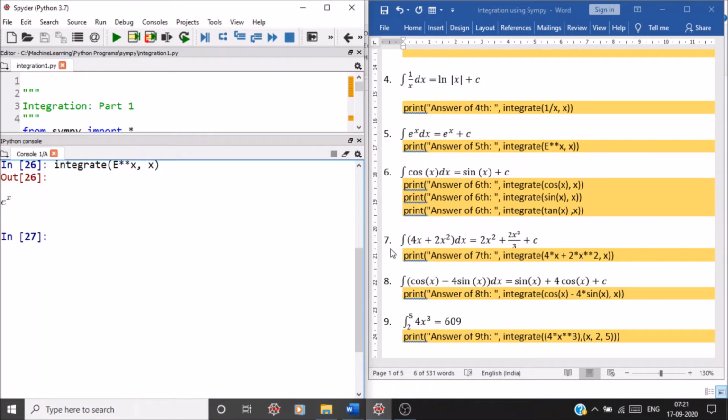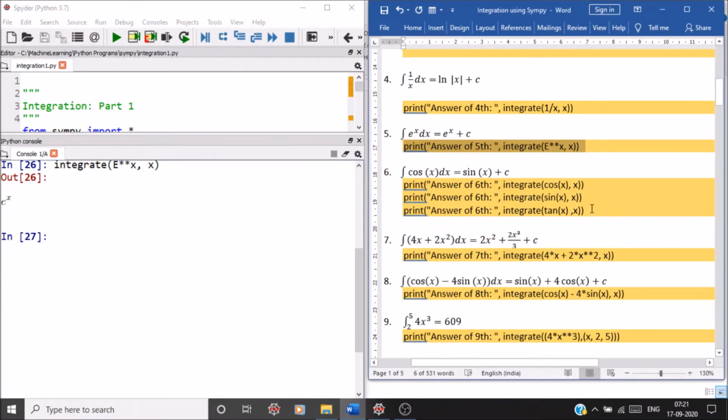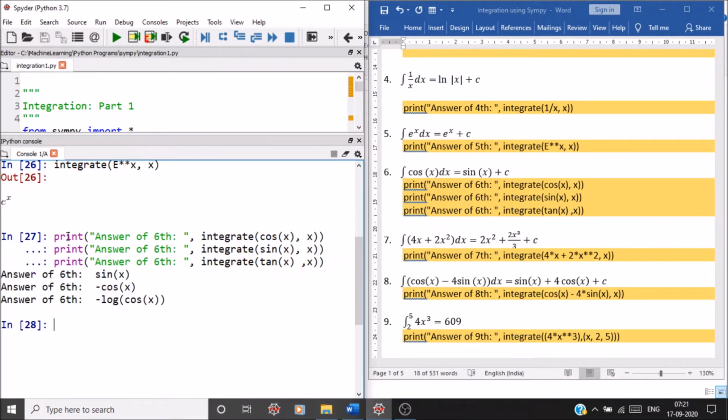Okay, next we can say integration of cos x dx. The answer is sin x plus c. So we can see the result one by one. Okay, you can execute all the things and see the result. So if it is cos x, the answer is sin x. If it is integration of sin x, the answer is minus cos x. And integration of tan x is minus log cos x.